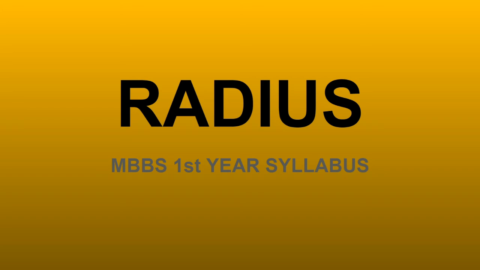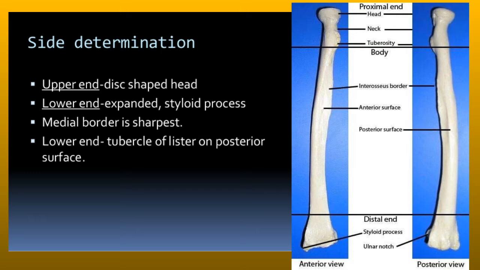Hello everyone. Today we'll discuss the radius bone. First of all, the side determination is a very important thing. Remember, the upper end of the radius has a disc-shaped structure, known as the head of the radius bone, while the lower end of the radius is expanded with a styloid process, as you can see in this diagram. The lower end has one styloid process in the expanded area.